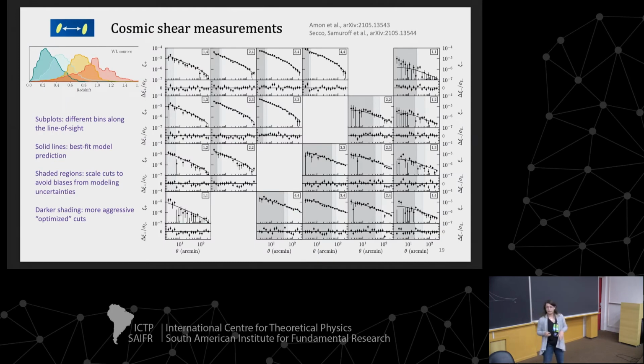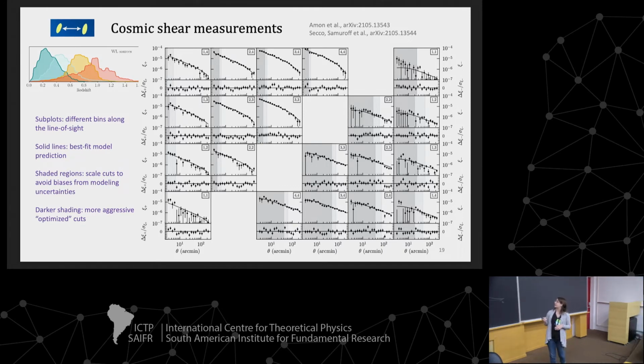Okay. So this is what the measurements look like for the cosmic shear 2-point function. There are a lot of subplots here, and as I mentioned, we divide the galaxies into different redshift bins. So each of these subplots are different correlations between the galaxy shapes in the different bins along the line of sight.